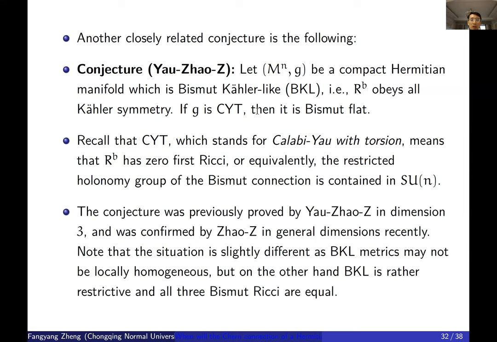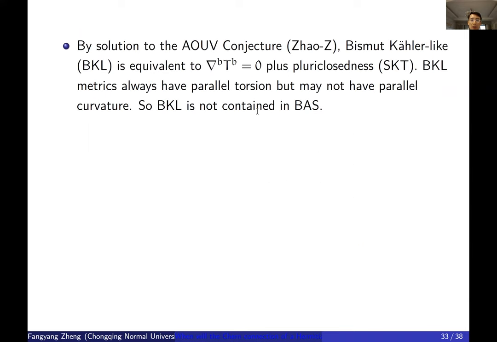This is a term I think used by this mathematical physicist. Recently Zhao and I were able to prove this conjecture in general dimension. Now this conjecture is related to the Bismut AK, but not exactly the same. The reason is the following. First of all, this BKL condition is actually equivalent to parallel torsion and pluriclosedness.